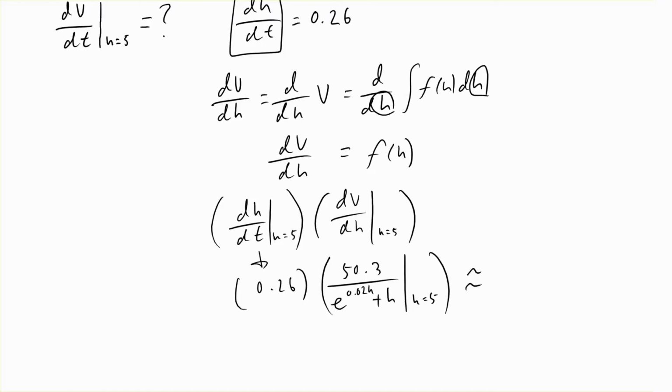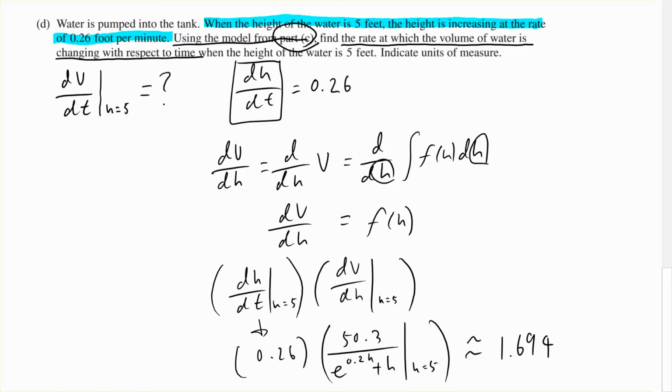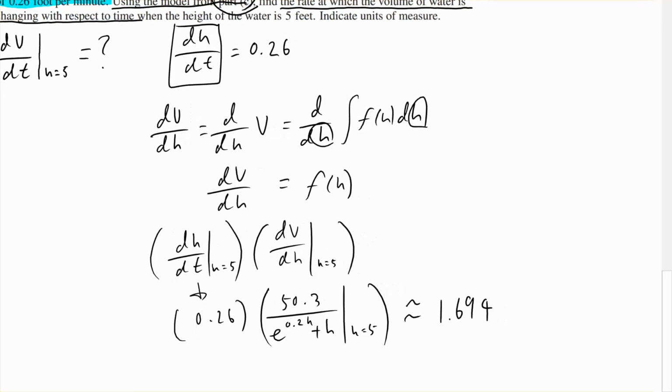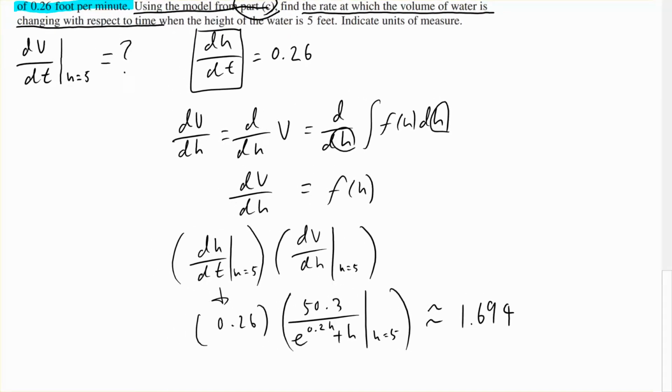Finally, all we're doing here is plugging these into the calculator. Actually, I made an error here. This is supposed to be 0.2h. And we're going to plug in h equals 5 into these values. And our final answer should come out to about 1.694, and it's volume with respect to time. So the units of measurement are going to be feet cubed per minute.